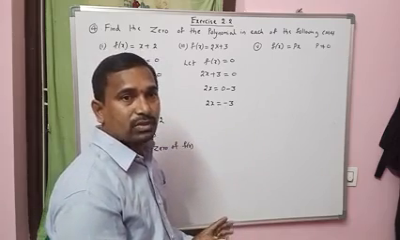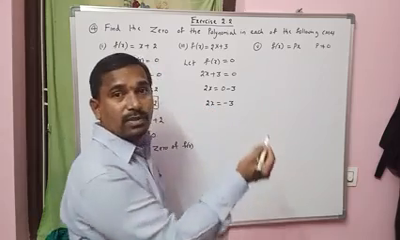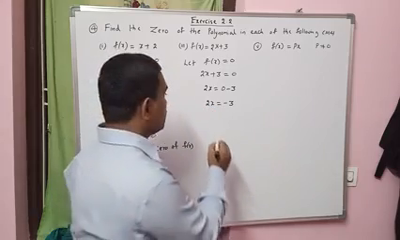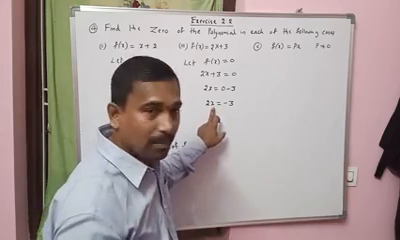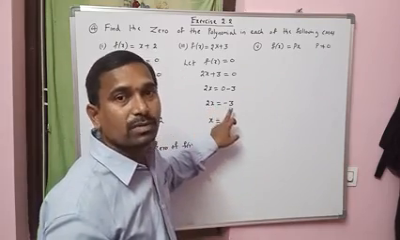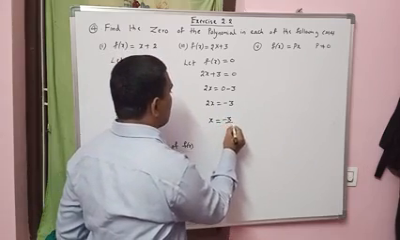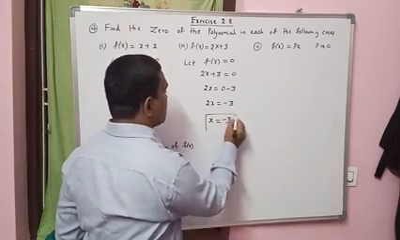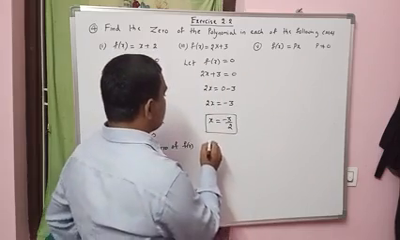So we find the x value. The x coefficient should be 1. Here what is the x coefficient? 2. Transpose 2 to the RHS. So that is x equal to, here 2 is multiplying. If 2 is transposed to the RHS, it divides. So that is minus 3 by 2. So this is the zero of the polynomial.